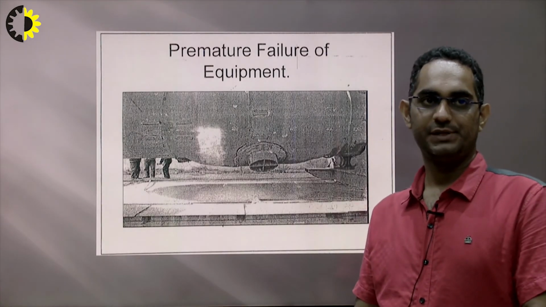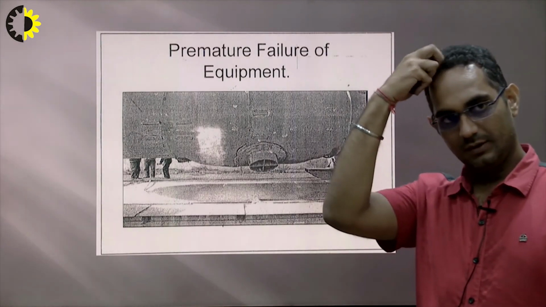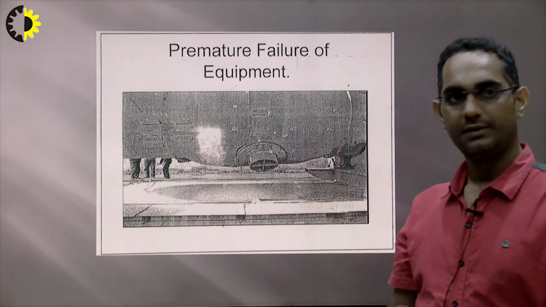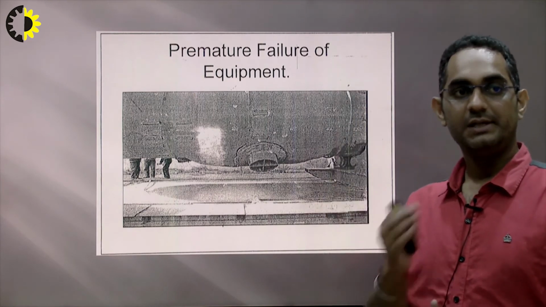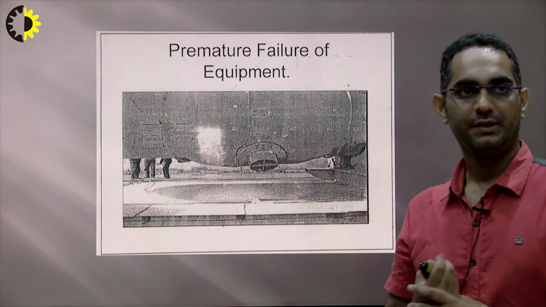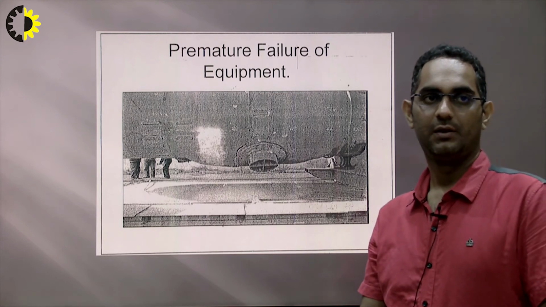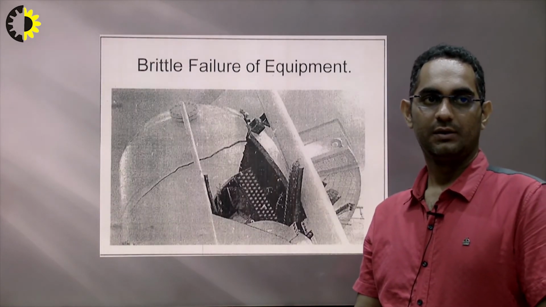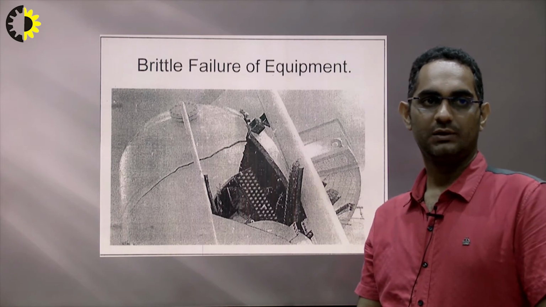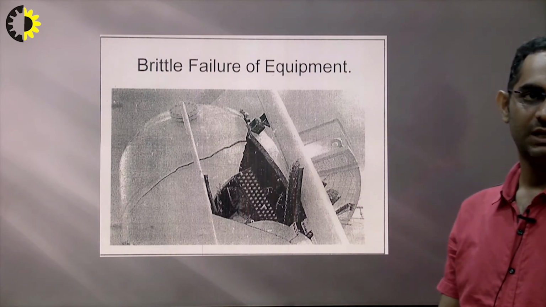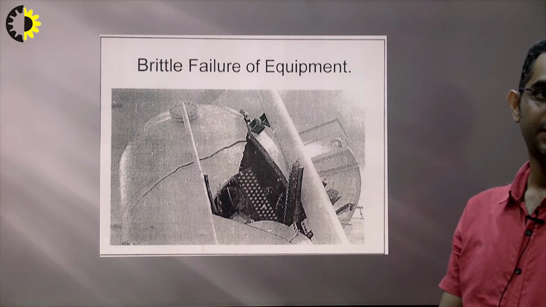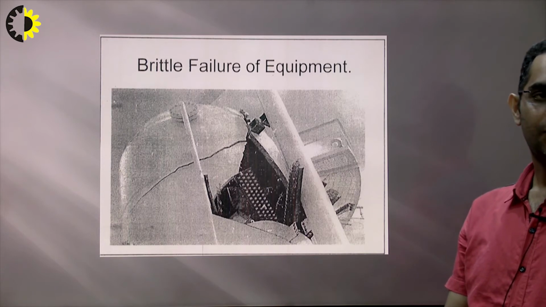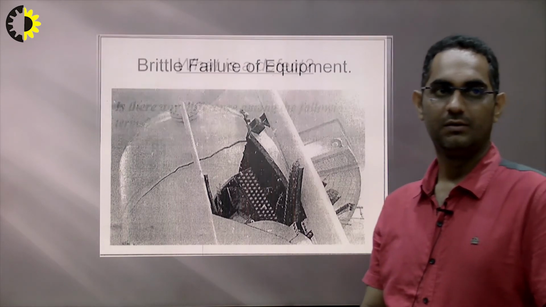Next is the premature failure of the equipment, meaning earlier than expected failure of the equipment. So these are the quality aspects, like brittle failure of the equipment.